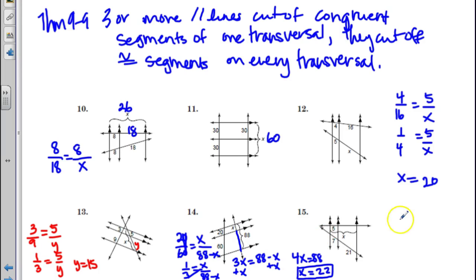All right, last one. 7 is to 21 as 5 is to, same situation, right? I don't know this little piece, but this little piece would be x minus 5, taking out that little piece. All right, reducing again before we cross multiply. So x minus 5 times 1 is just x minus 5, and that's equal to 15. Adding 5 to both sides, x is 20.